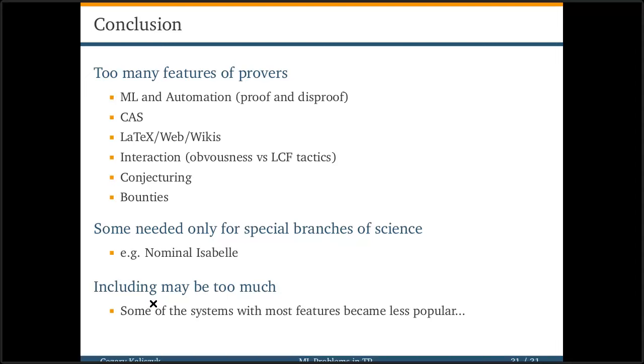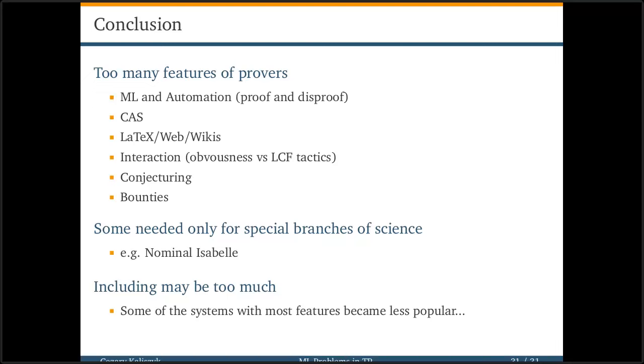And finally, there have been systems that try to include all these features, that try to build this like Swiss Army knife that has everything. And unfortunately, many of them are less popular. When I was starting my PhD, almost 20 years ago, the Omega system around here in Germany tried to include many things for formal proofs, and they tried to include all these interfaces in a common uniform way. Nowadays, have you heard about the Omega system?